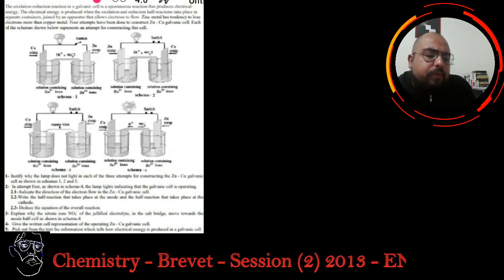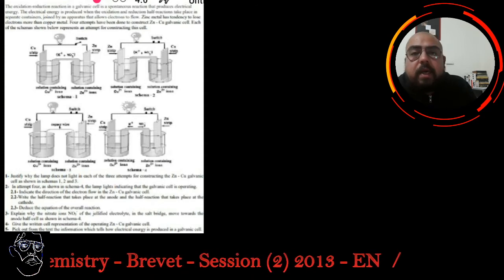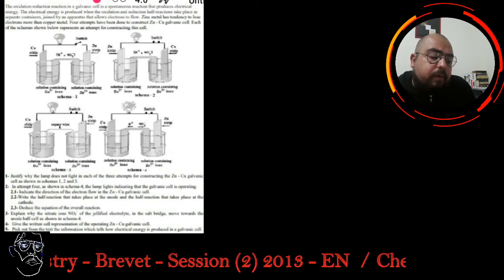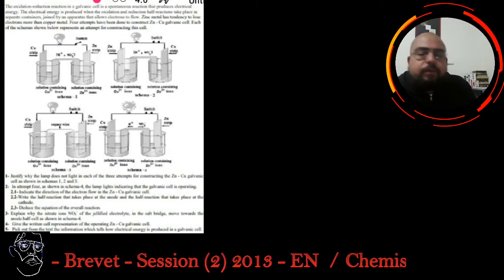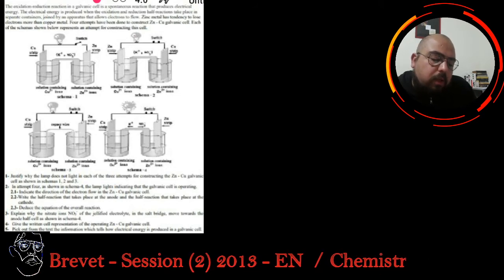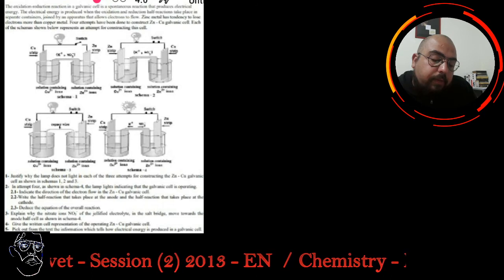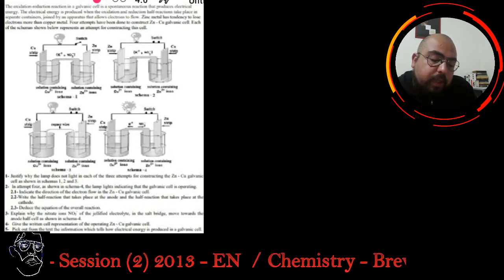So we already said previously, in the first one the switch is open, in the second one we do not have Zn in Zn2+, Cu in Cu2+. The third one we have a copper wire, which should be a salt bridge, and of course the fourth one is the functioning cell. In attempt 4, as shown in schema 4, the lamp lights indicating that the galvanic cell is operating.